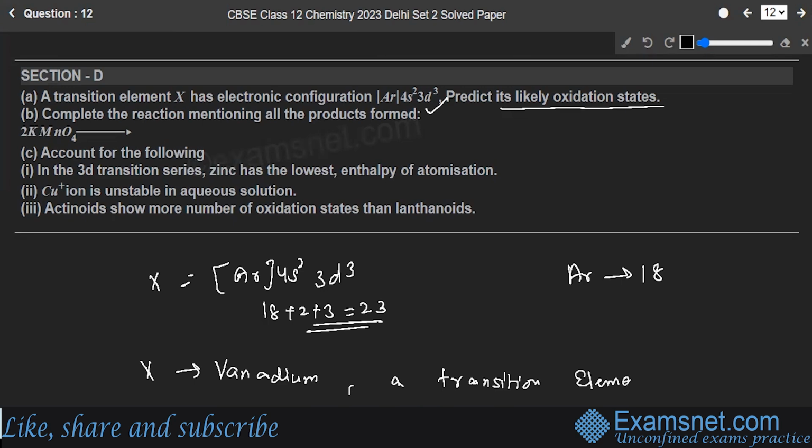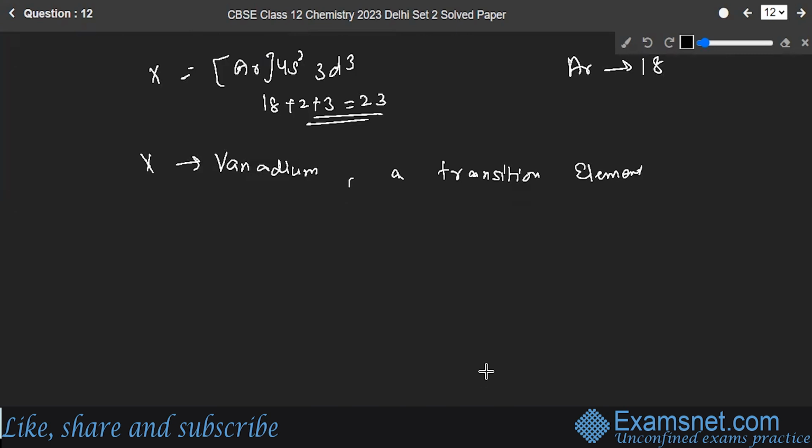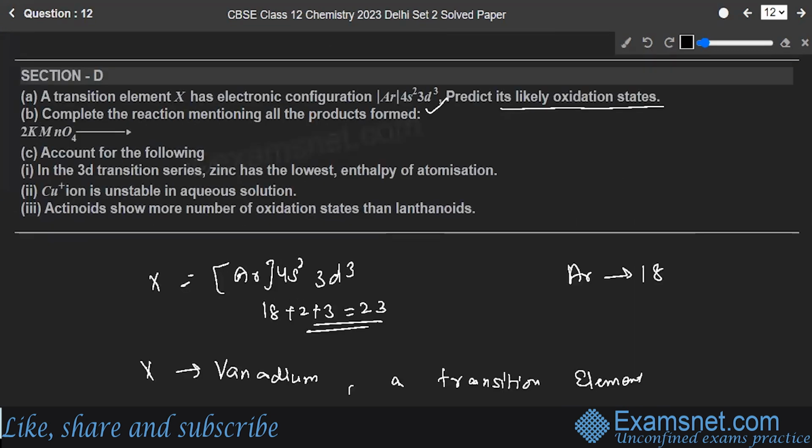You have to talk about the oxidation state. It will exhibit variable oxidation states: +2, +3, +4 and +5. Now, the second part of the question, complete the reaction mentioning all the products formed. Two molecules of potassium permanganate, when heated, will give you K2MnO4 plus MnO2 plus oxygen. This is the complete reaction.